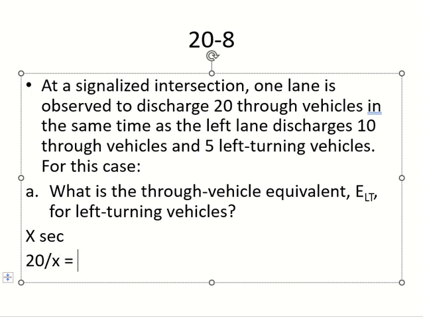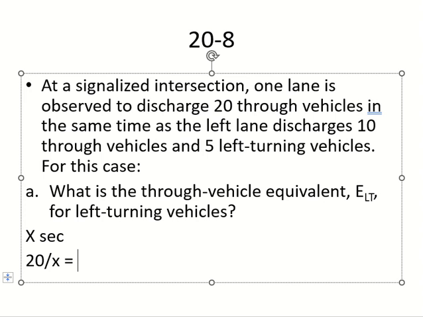In the other lane, I remember the other lane is straight and left both. In the same amount of time, X seconds, in this lane, we saw 10 vehicles straight and 5 left. So what is the rate here in this lane? 10 straight, 5 left. Can I do 15?